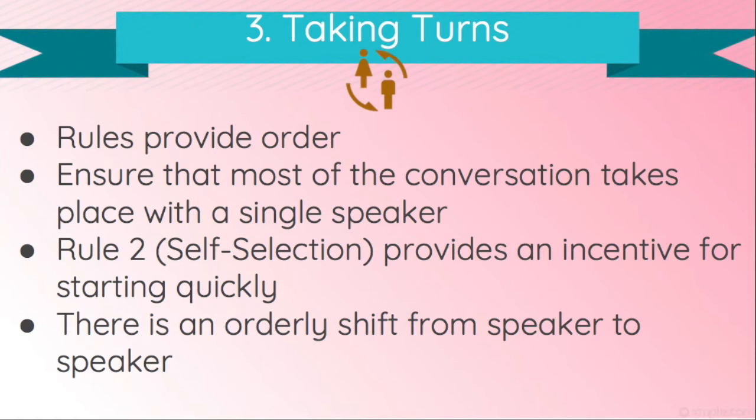Okay, so know that these rules do provide order. These are implicit rules. Although there aren't any explicit rules in conversation, these implicit rules provide us order in conversation to make it a little less complicated. So it ensures that most of the conversation takes place with a single speaker at a time, that we're not talking over each other, or else we'd have a hard time understanding each other.